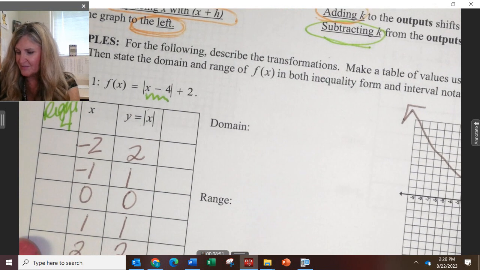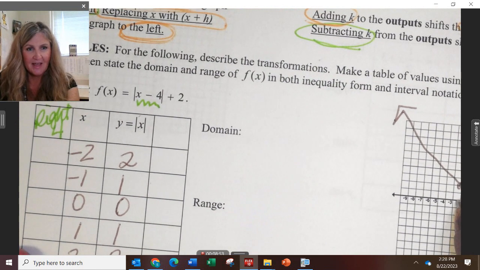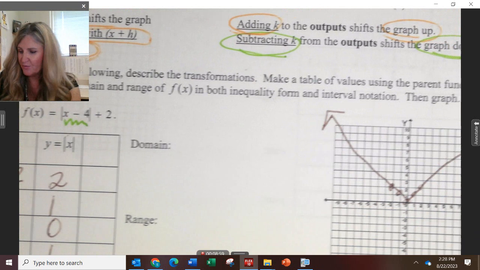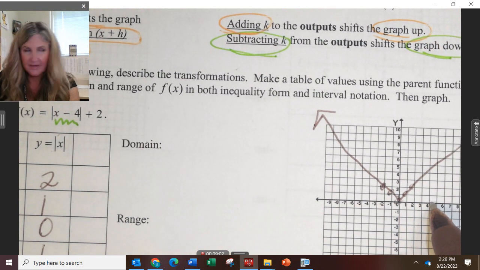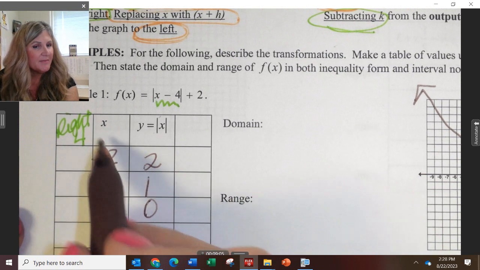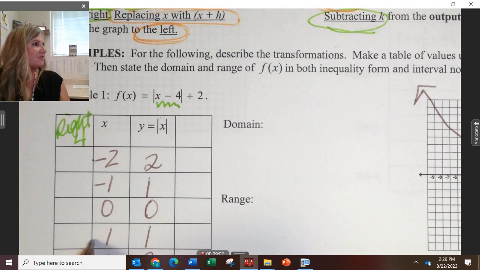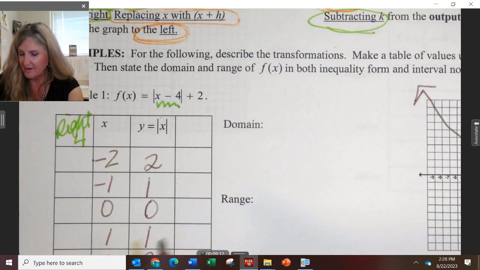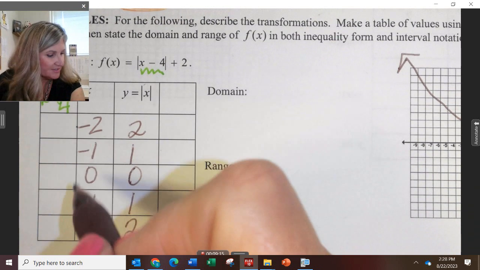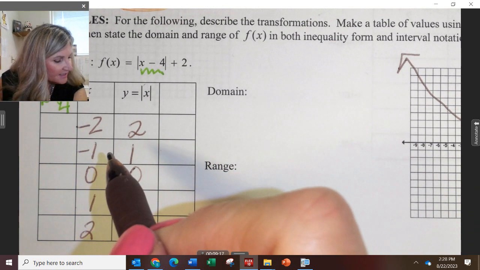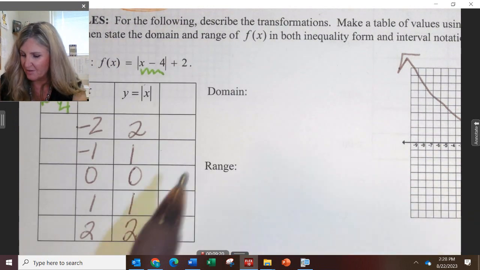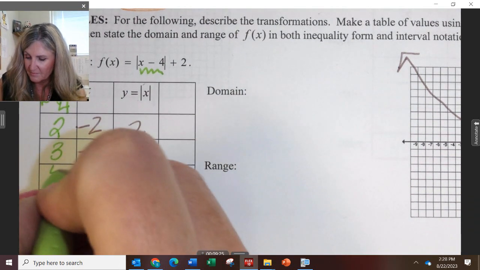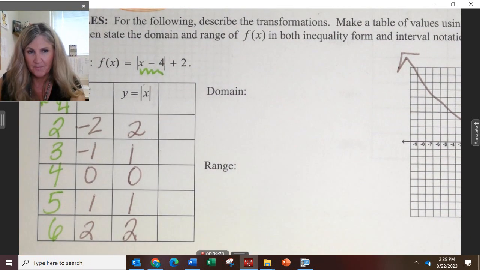But now we're going to have to take all these points and move them to the right 4. This x minus 4 is going to take these points to the right 4. So what does that mean I'm going to do with all these x's? Subtract 4 or add 4 to move it to the right? Add 4, right? All right, so I'm going to add 4 to all of these numbers. Let's see. Jackson, can you do that for me? Add 4 to all those? 3, 4, 5, 6. Okay, good.